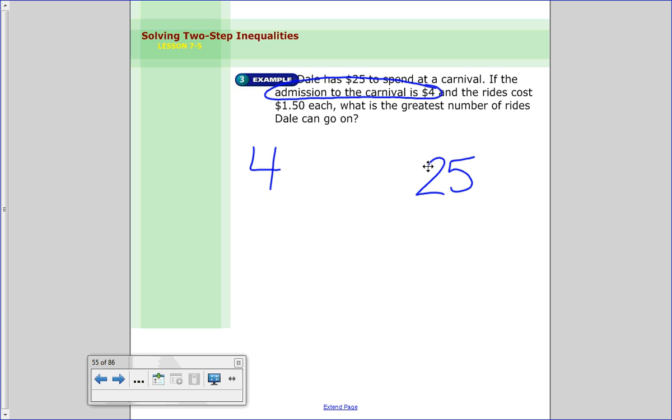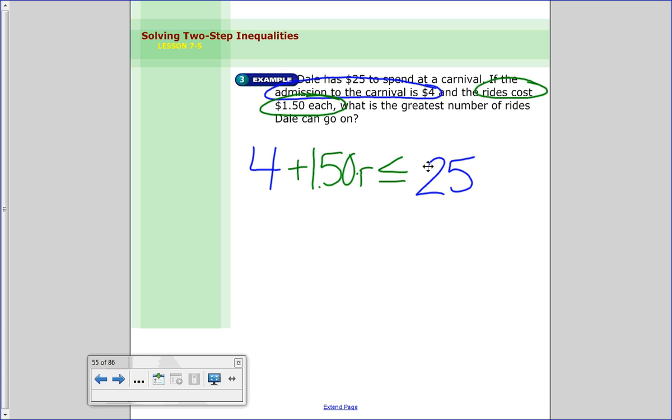Then they say, well, you just don't go into a carnival just to walk around. Sometimes you want to ride those rides. And rides cost $1.50 each. Meaning for every single ride Dale can go on, it'll cost him $1.50. Well, we don't know how many rides Dale can go on. It really depends on his money. So this is the part where we add in the $1.50 times r, because for every single ride it costs $1.50, and this is going to be less than or equal to $25, because again he only has $25 to spend, so he can't go on greater rides than what the money he has, so it has to be less than or equal to.